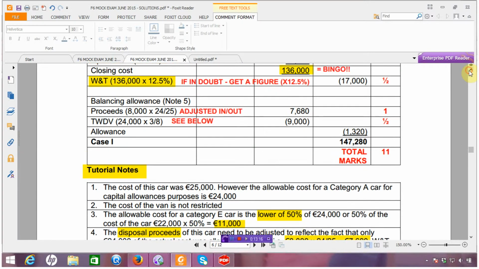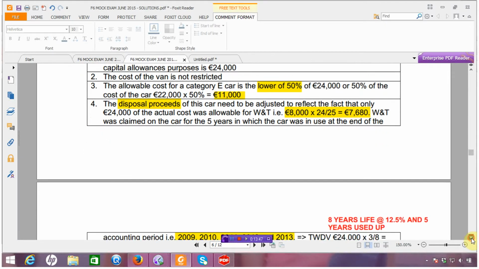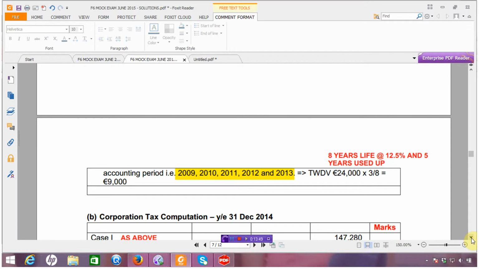Okay, so we really get to the case 1 figure here of 147,280 based on what I've said above. In terms of the nuts and bolts, particularly in relation to the CAs, you'll see a variety of information for you here on how we pick up those figures, how we adjust the proceeds, for example, 24 over 25 times 8, and indeed the ingoings and outgoings in relation to the cost, or the cost pool, as it were. Okay, so that's part 1 or part A.